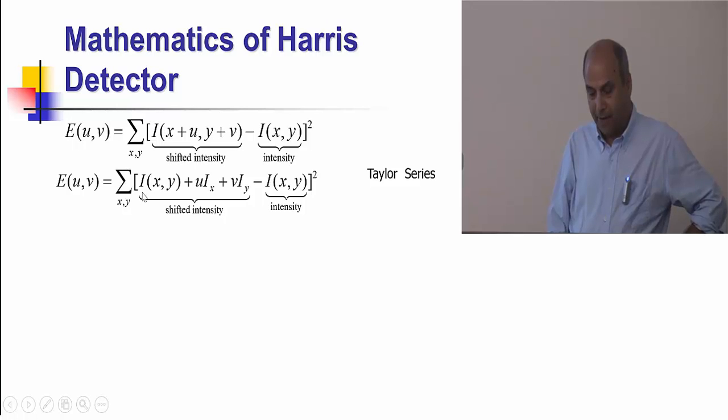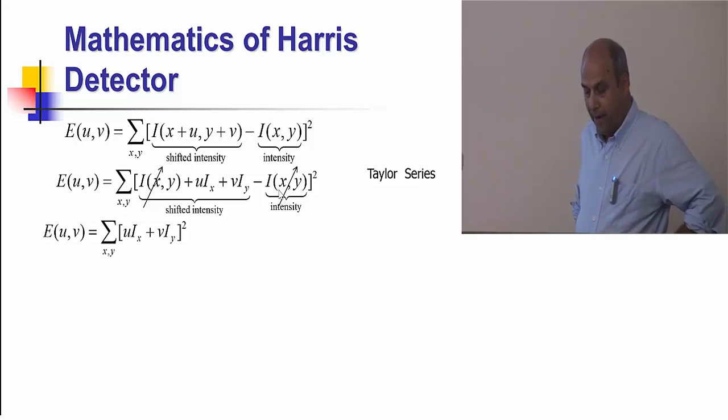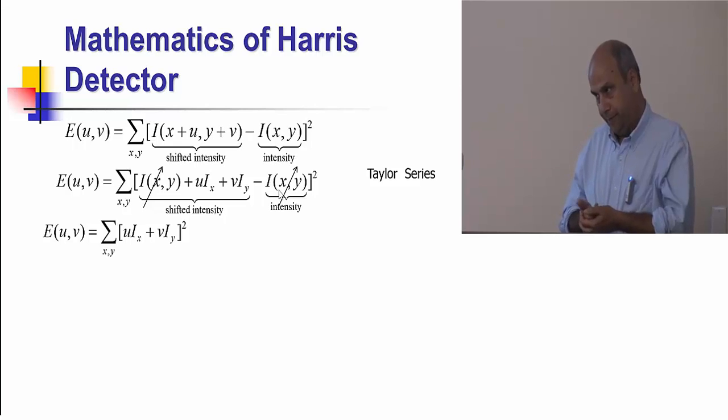So it'll become I(x, y) and I_x u and I_y v, and we'll just repeat this one. As you see, we can cancel these, they are the same thing. So we will end up like that: u I_x plus v I_y. Of course the square is outside, it is there.